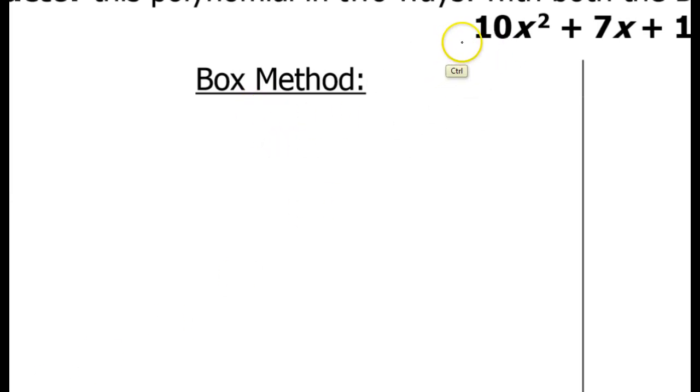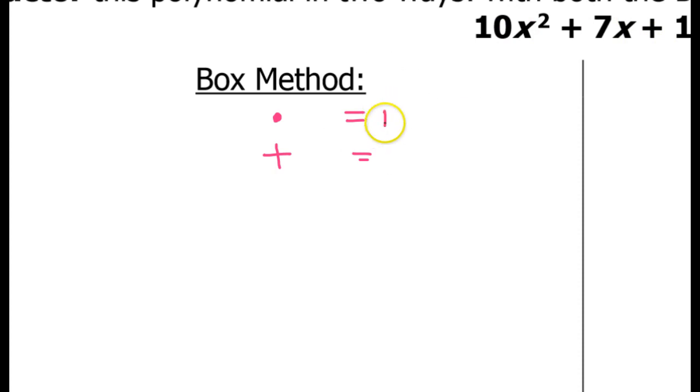Step one is to look to see if there is a common factor, and in that case we would take out a GCF, but there are no common factors, so we'll just move on. So the box method relies on a product and a sum. So we need to find the product and the sum right away. The product comes from A times C. This is A, this is C.